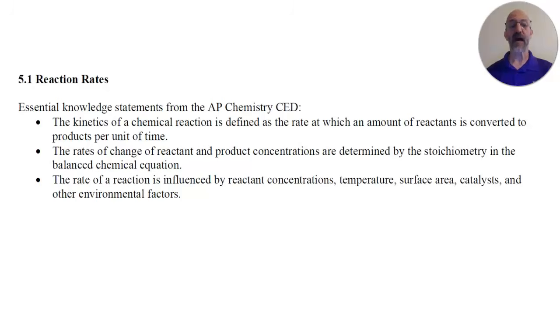Here are some essential knowledge statements from the AP Chemistry course and exam description. The kinetics of a chemical reaction is defined as the rate at which an amount of reactants is converted into products per unit of time. The rates of change of reactant and product concentrations are determined by the stoichiometry in the balanced chemical equation. And the rate of a reaction is influenced by reactant concentrations, temperature, surface area, catalysts, and other environmental factors.